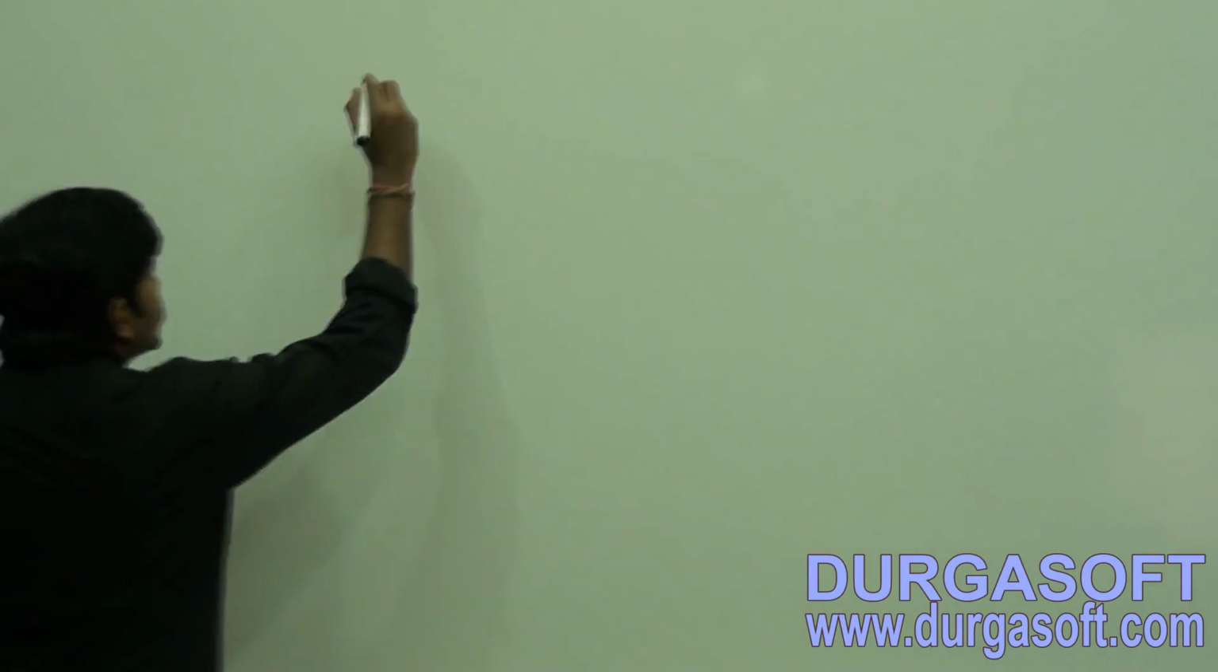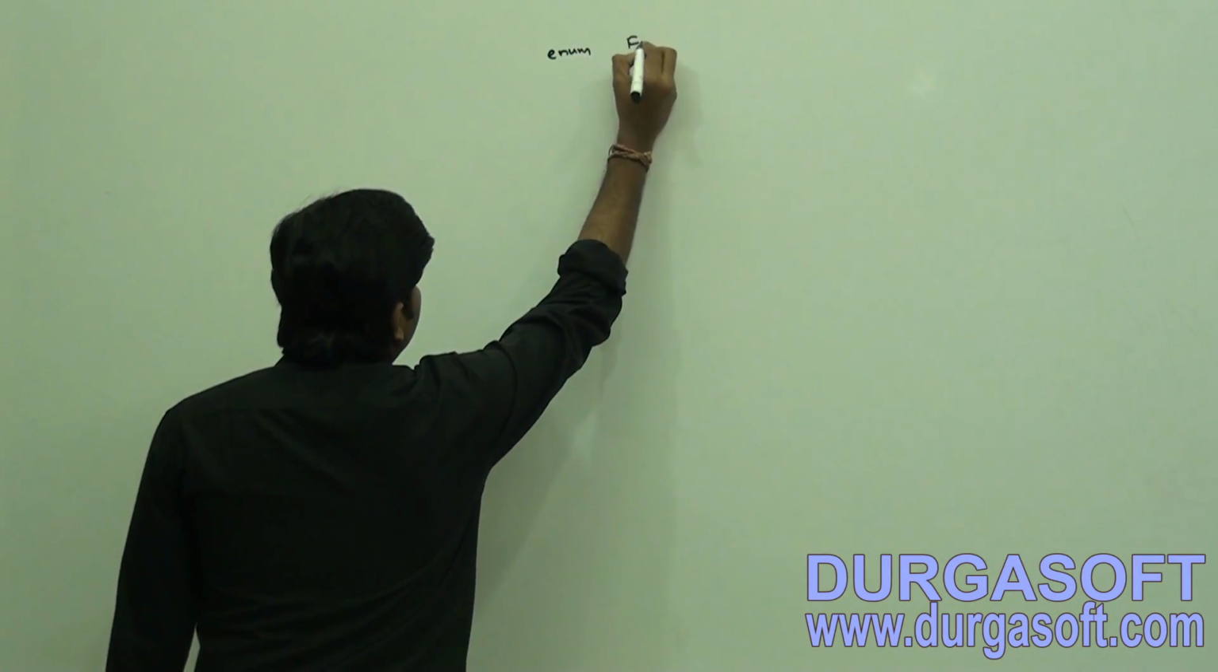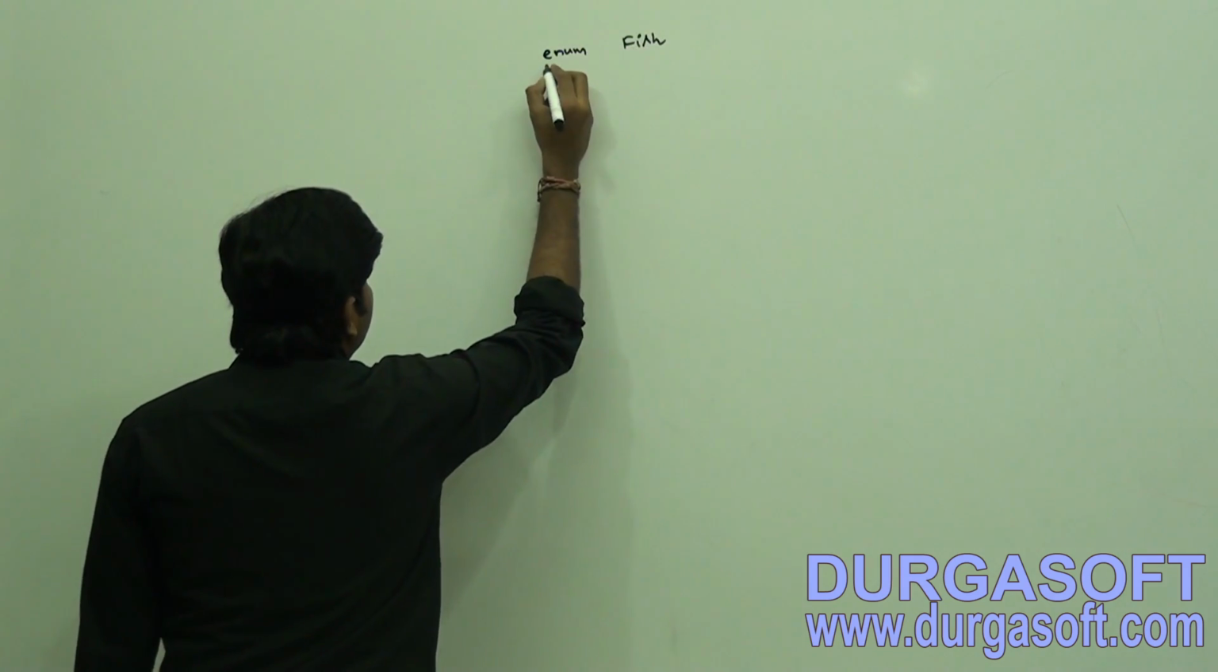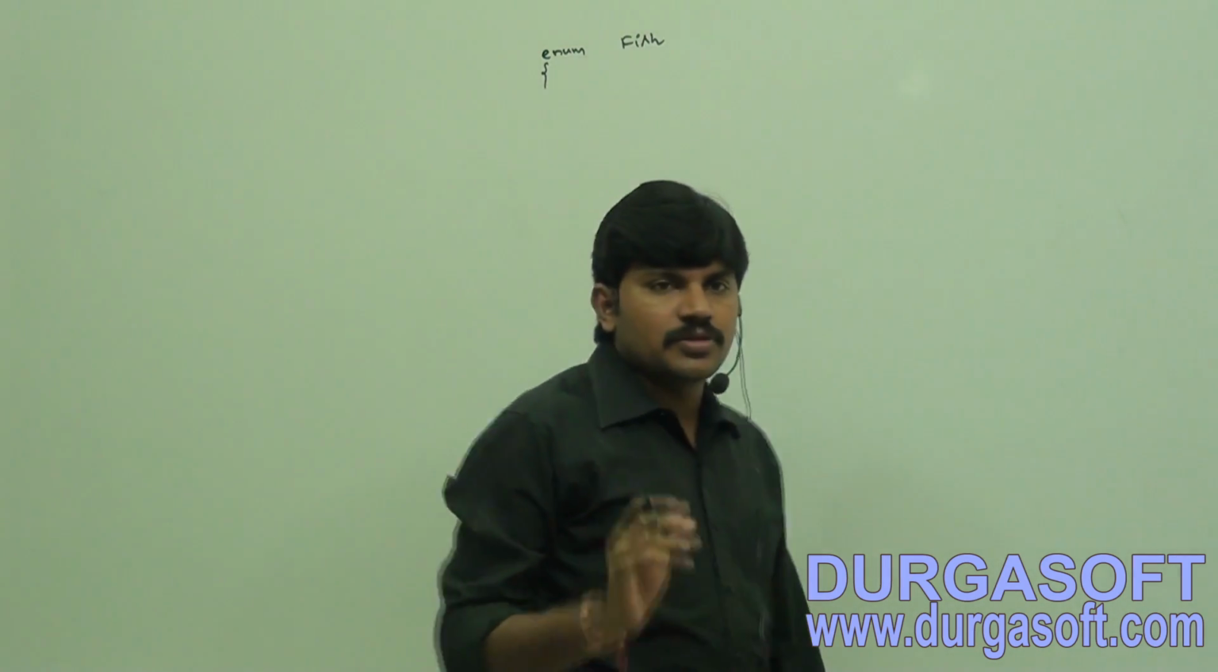Here just observe. Sir, I am taking an enum, fish enum is there. Sir, can you tell the allowed values for fish?